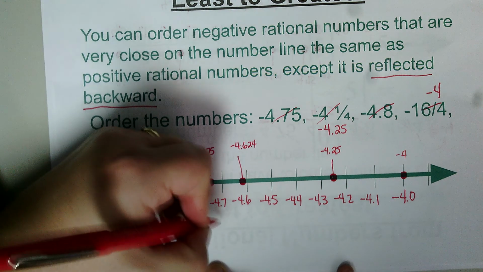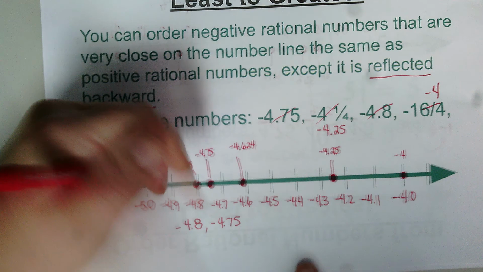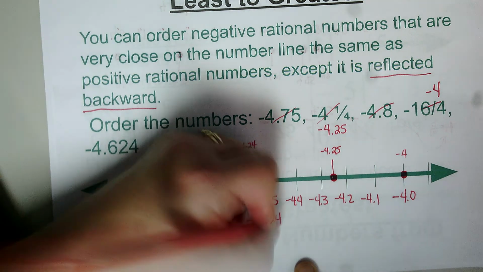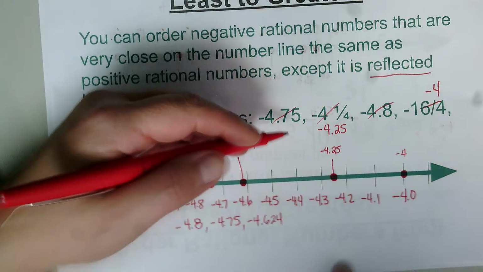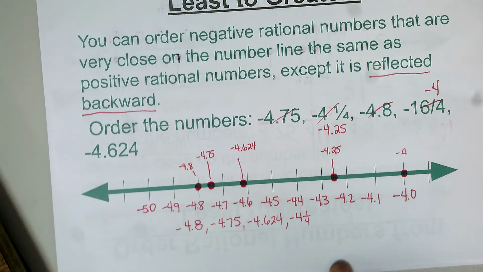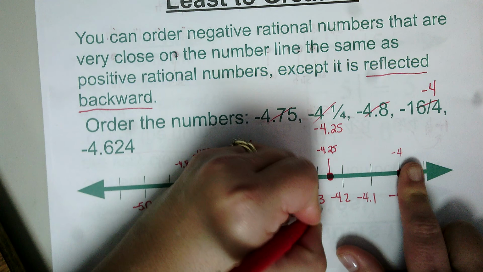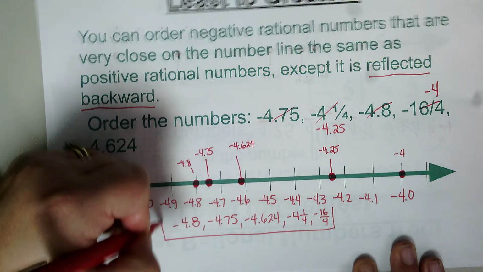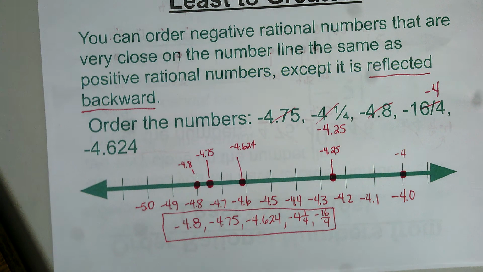Then negative 4 75 hundredths. Then we have negative 4 624 thousandths. Then we have negative 4 25 hundredths, which is actually negative 4 1/4. And then the last one, I think I wrote 4 on the other page, but it's actually negative 16/4, right? Because that's negative 4. So this is writing them from least to greatest on the negative side.